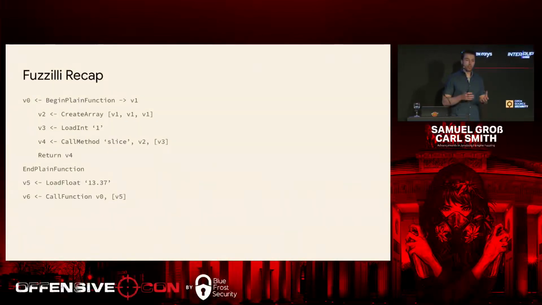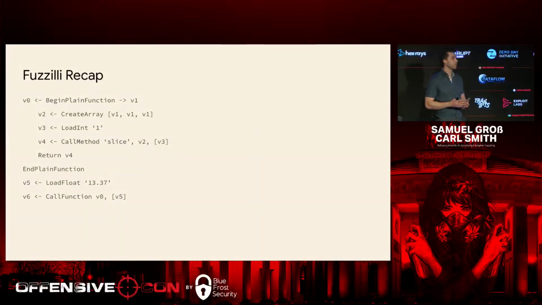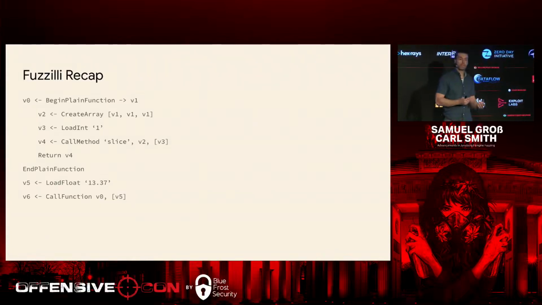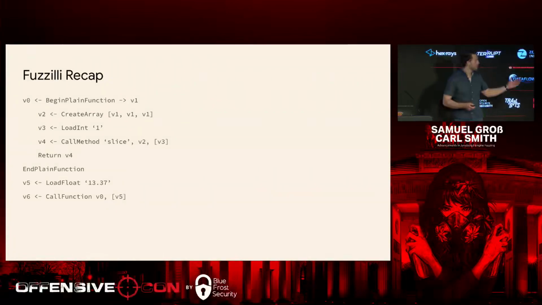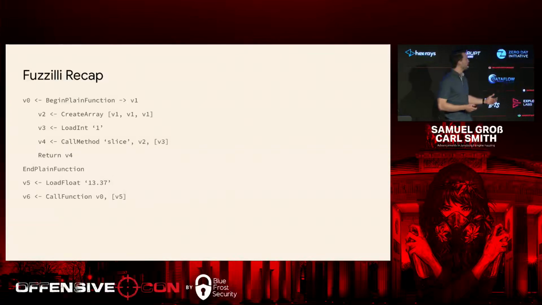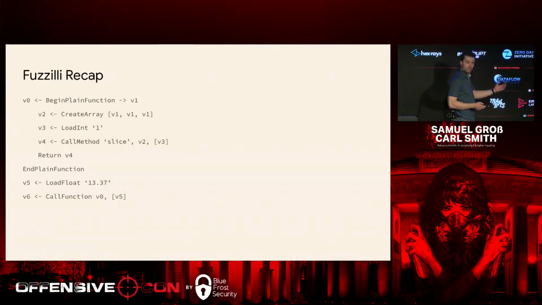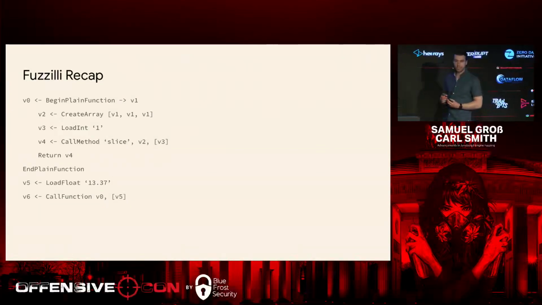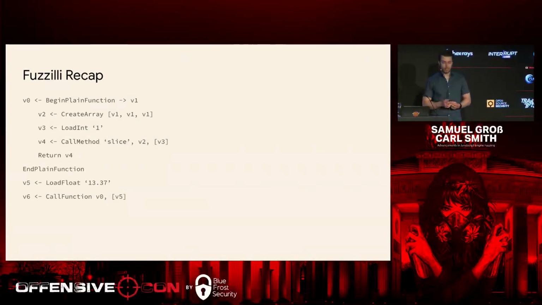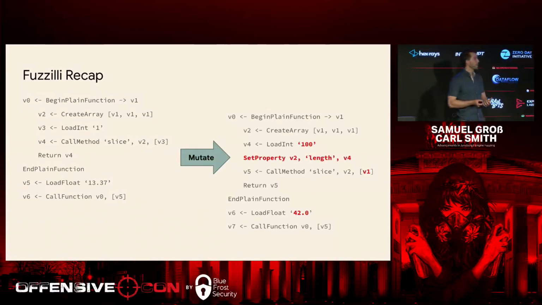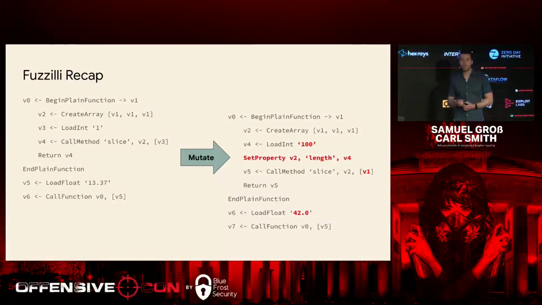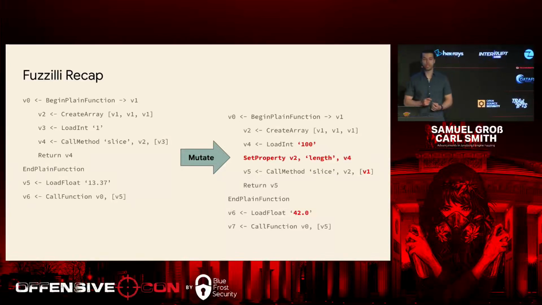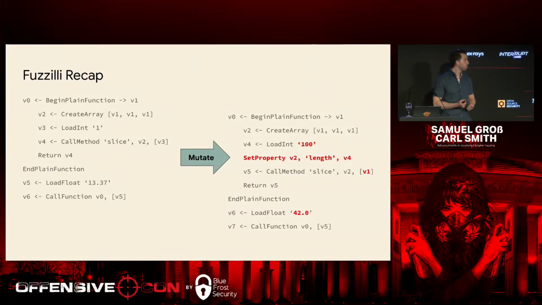The core idea is that it works on its own intermediate language, which we call FuzzIL. Here you see an example. It's probably relatively self-explanatory: it creates a function that then calls the method slice on an array, and so on. The key point here is that this intermediate language is designed to be easy to mutate. This is the key design choice. We want this to facilitate meaningful code mutations.